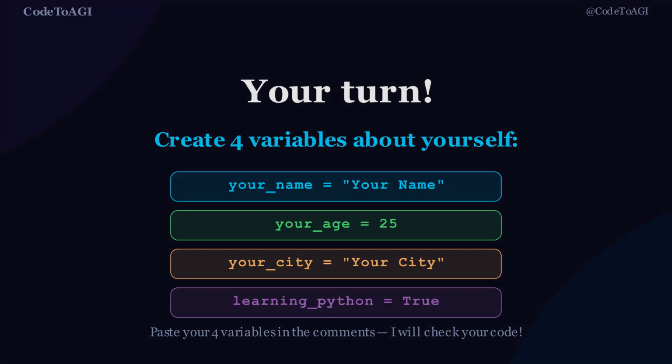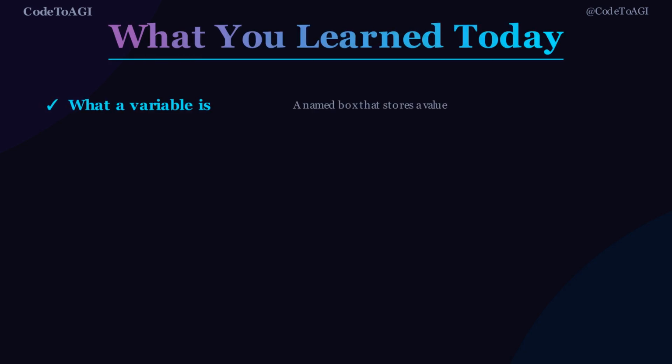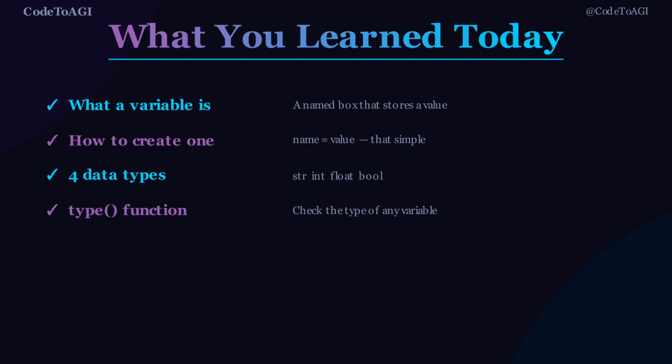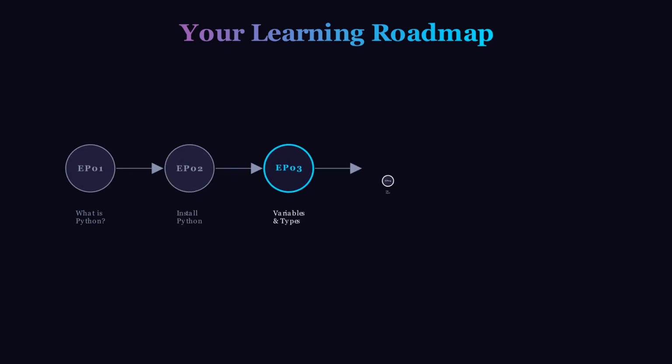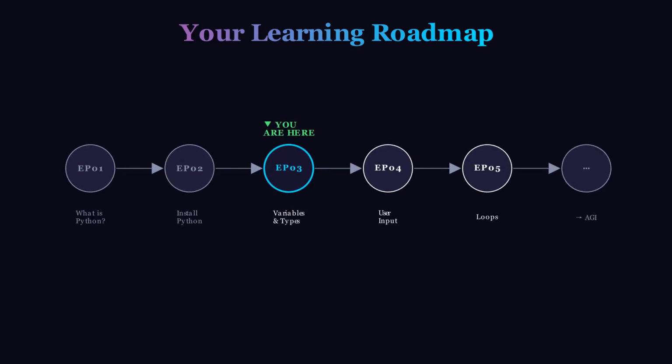Do not skip it. Let us recap what you learned today. A variable is a named box that stores a value. You create one with name = value. Simple as that. Python has 4 main data types: string for text, integer for whole numbers, float for decimals, and Boolean for true or false. You use type to check what type any variable is. Variable names must follow the rules. No spaces, no hyphens, no starting with numbers. And you built a real student profile program using variables.